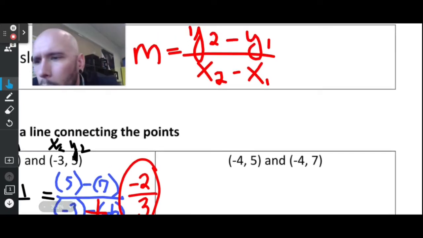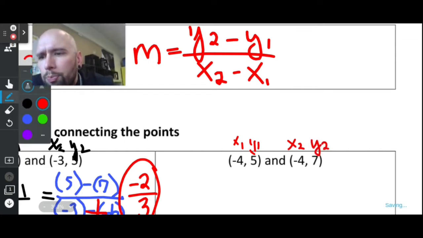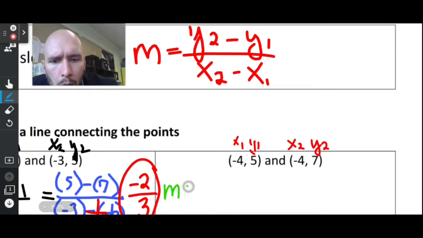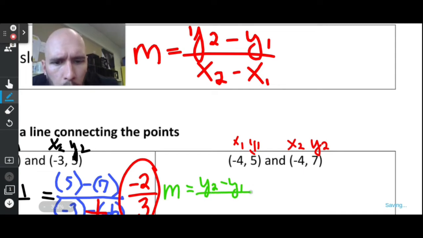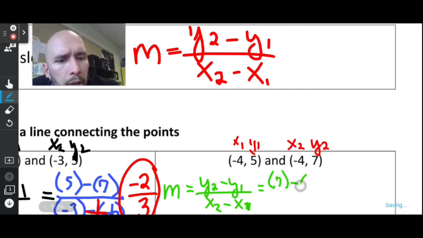X sub 1, Y sub 1. X sub 2, Y sub 2. M equals y sub 2 minus y sub 1 over x sub 2 minus x sub 1. That's a 1. Y sub 2 is 7. Y sub 1 is 5. 7 minus 5. And x sub 2 is negative 4.